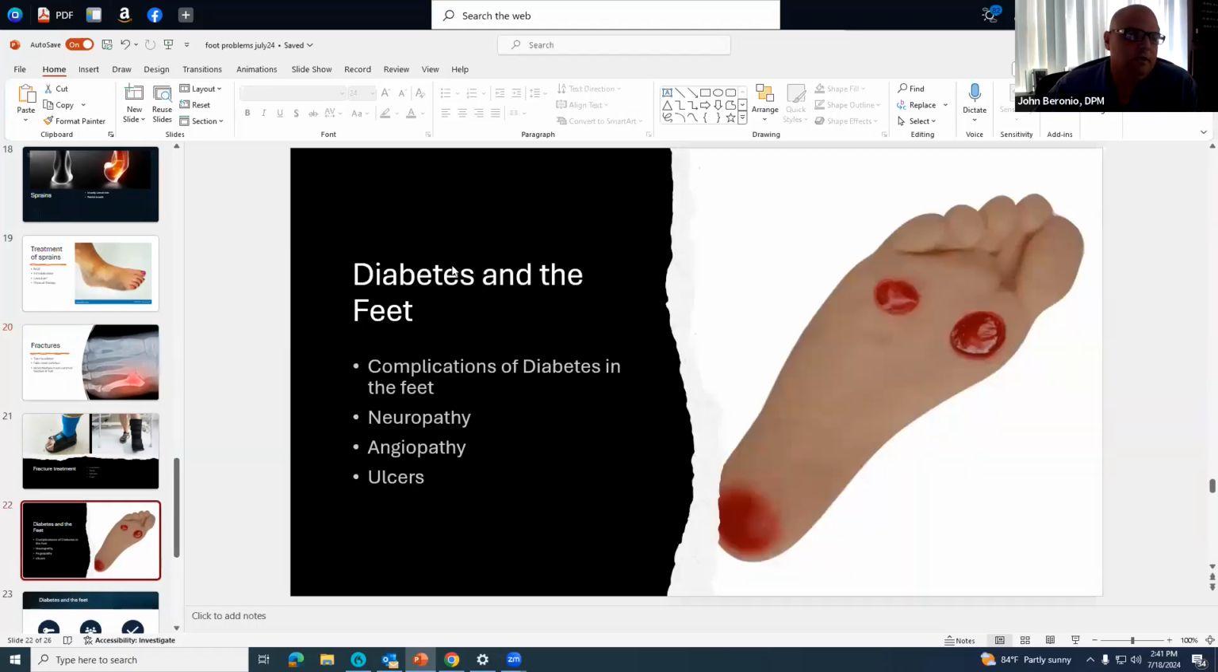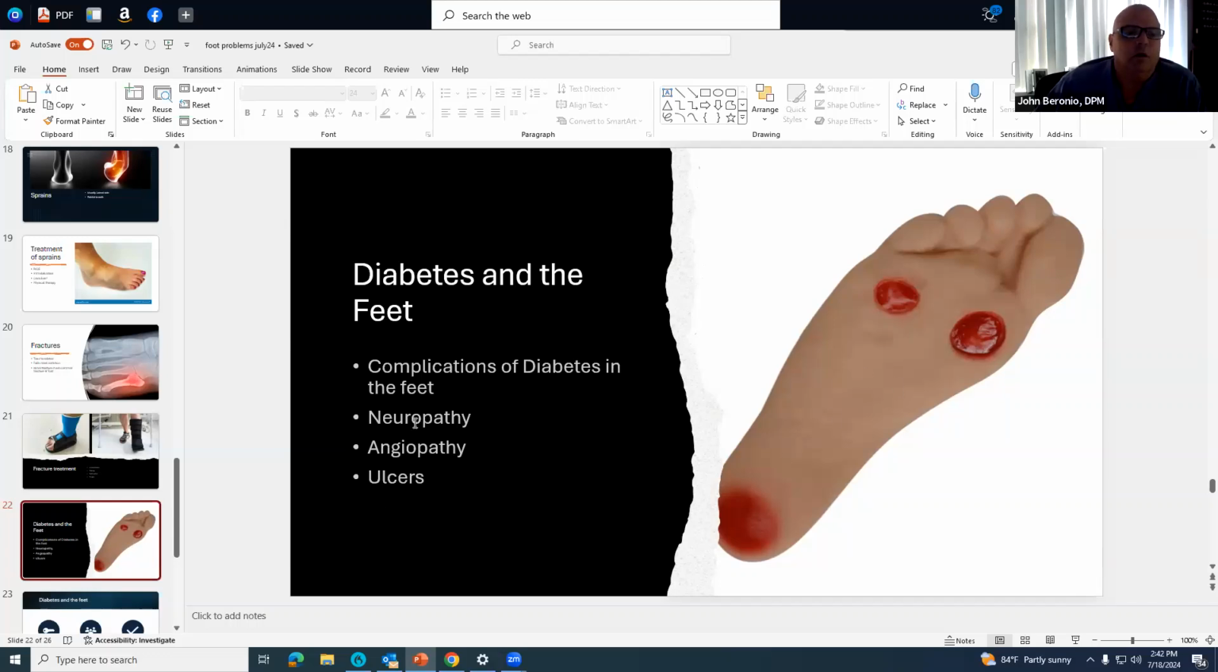And then finally, we got your foot and diabetes. I know as we get older, we tend to become what are called type 2 diabetics, which are non-insulin dependent diabetics. And there are certain inherent risks and inherent complications with the foot and diabetes. The two main risks are neuropathy, which is loss of sensation, and angiopathy, which is loss of circulation.